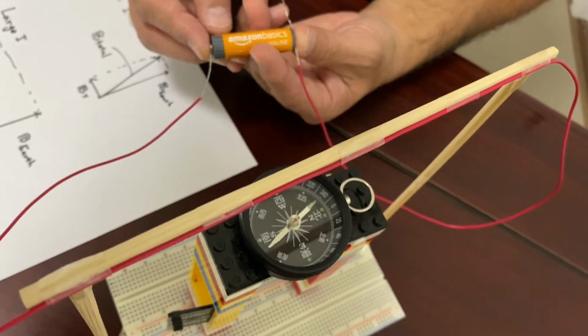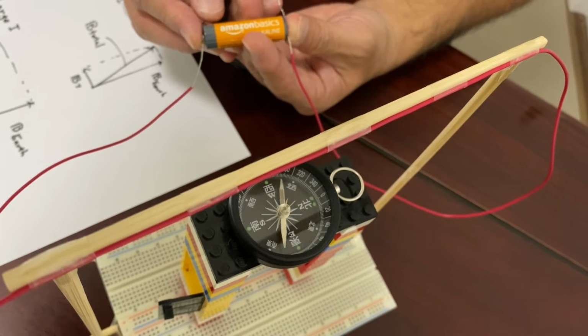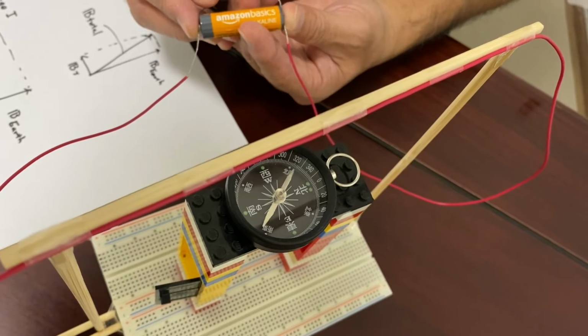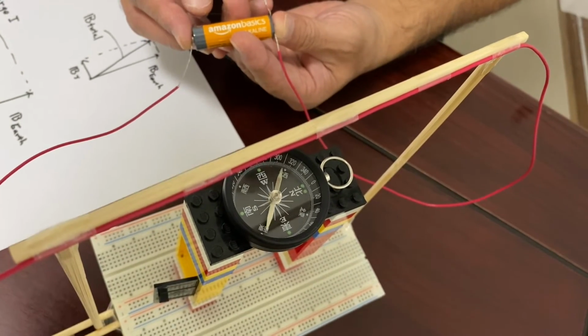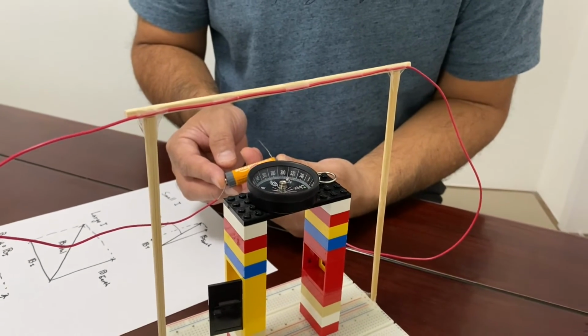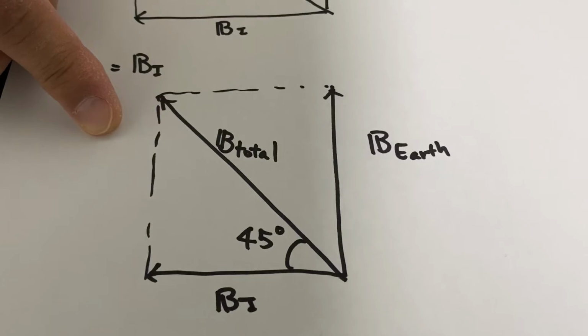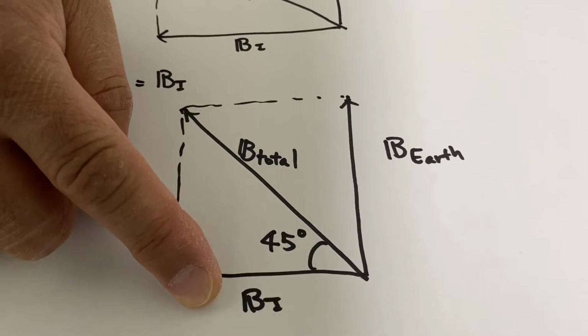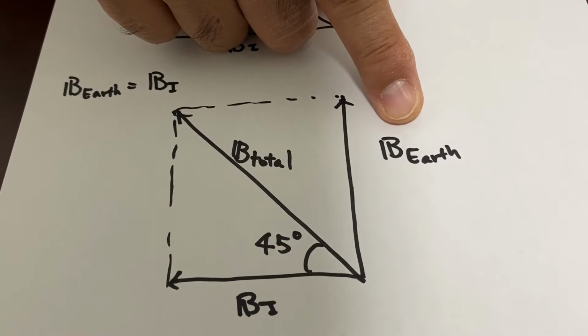So let's see. The current is flowing. Then the magnetic field due to the current becomes exactly equal to the magnetic field of the Earth. Now you can find that the Earth's magnetic field is exactly the same as the magnetic field due to the current. So by finding the magnetic field due to the current, we could find the magnetic field of the Earth.